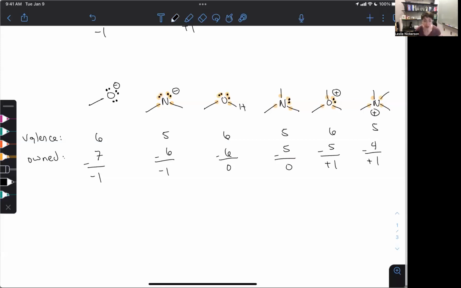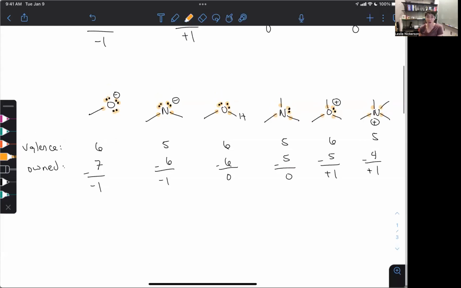Okay, so that's going to be a really key skill to learn, just in terms of getting comfortable with assigning those formal charges and starting to recognize some of those patterns.